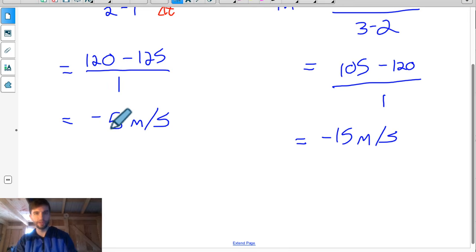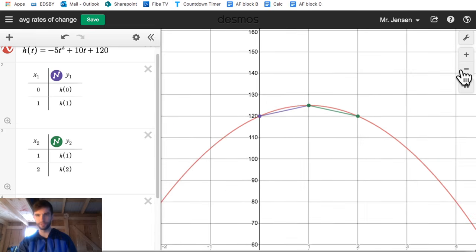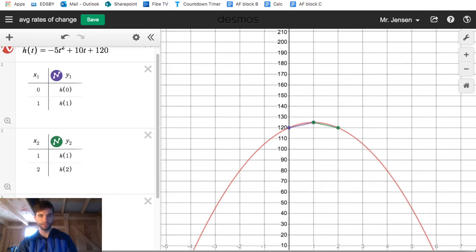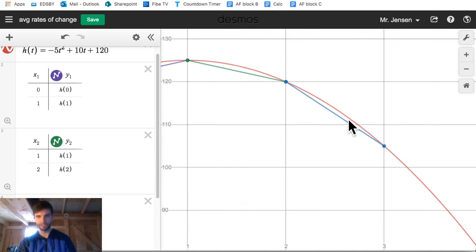Oh, and let me just show you that graph in Desmos quick. So the last interval we found, I'll have to zoom out for this one. The last interval we found was this blue interval here. And notice how this line is now steeper than the green line, which indicates it's now falling faster. So we found the slope between that point and that point.